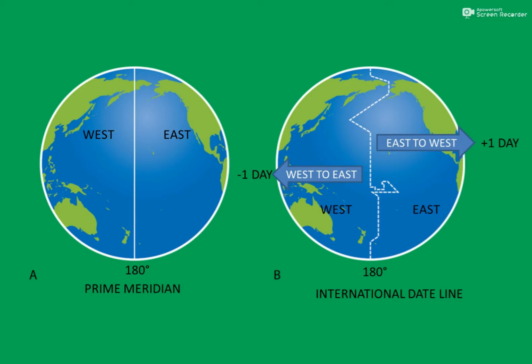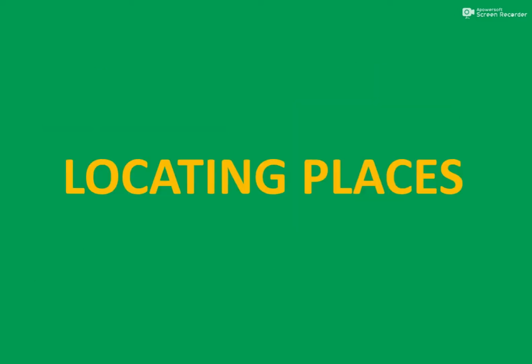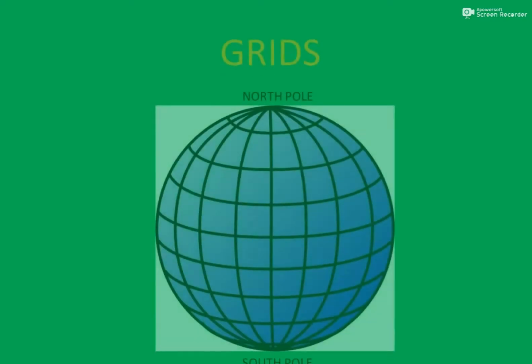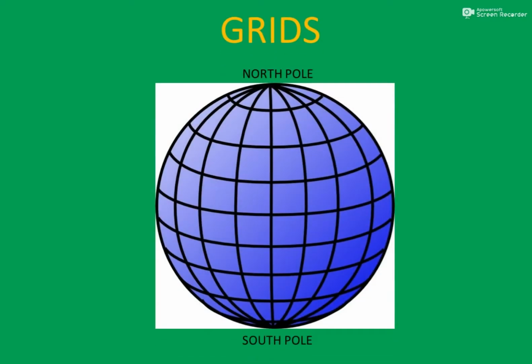So children, now we move on to our last point, that is locating places. Now we are going to see how longitudes and latitudes help us to locate places. As you can see on the screen, the picture shows a grid pattern of the latitudes and longitudes on the globe. It is a network formed by the latitudes and the longitudes. Can you see here?